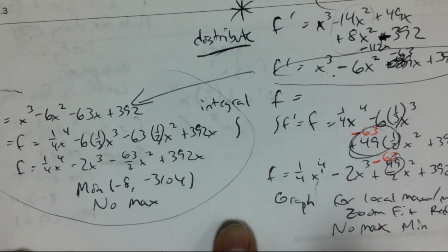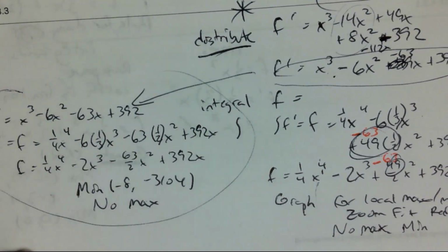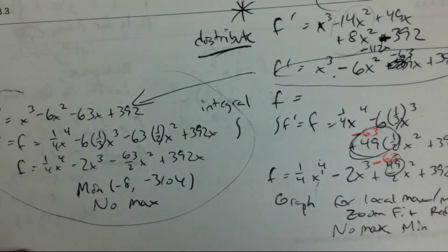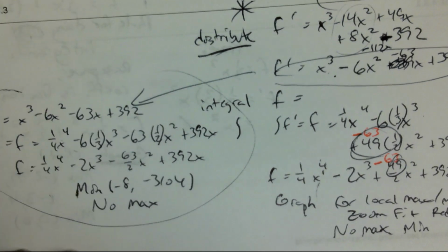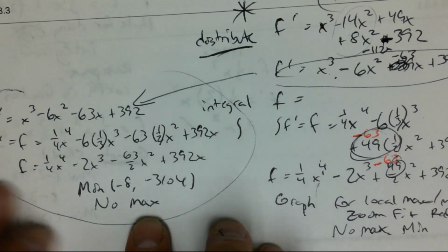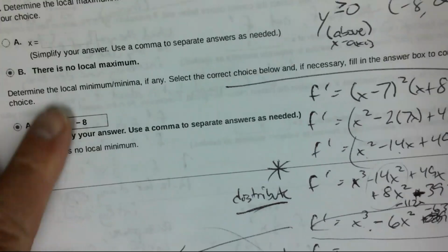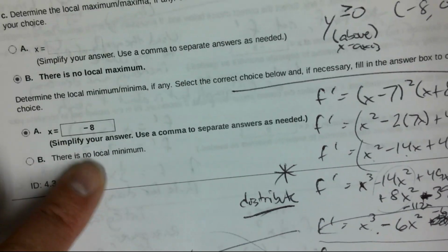Okay, that looks like a good stopping point. The Math Excel may give you a different approach, which we'll look at, but I know this method works. Again, we had no maximum, and we had a minimum at -8.